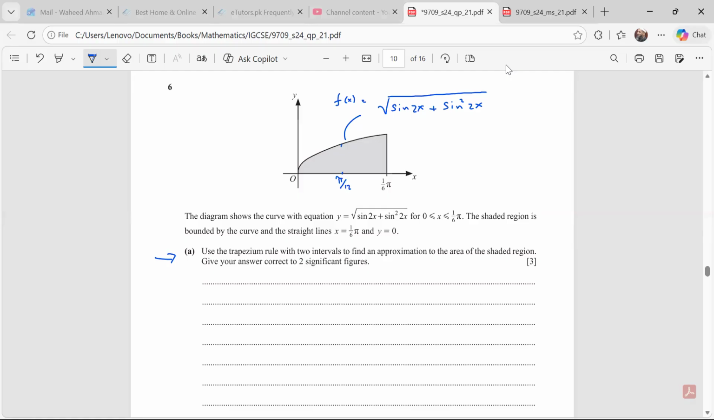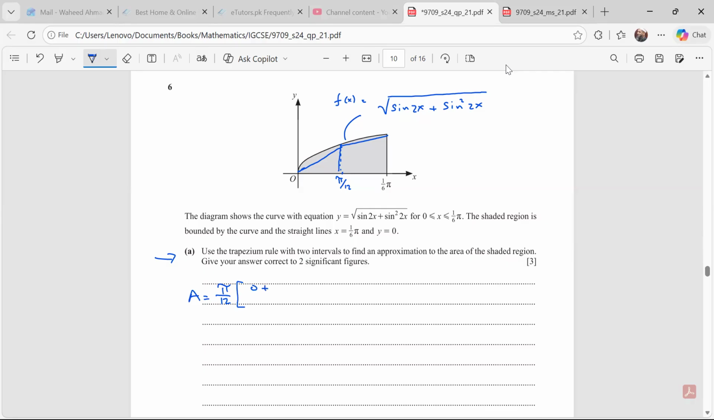So we need to find the area of the trapezoids. This starts from 0, so I will go from 0 to this point, and for the next one I go from here to here. So these are the two trapezoids, and we need to find this area. For both trapezoids, the width is pi by 12. For this one, the area is going to be the average of these two values, with one value 0 and the second value.